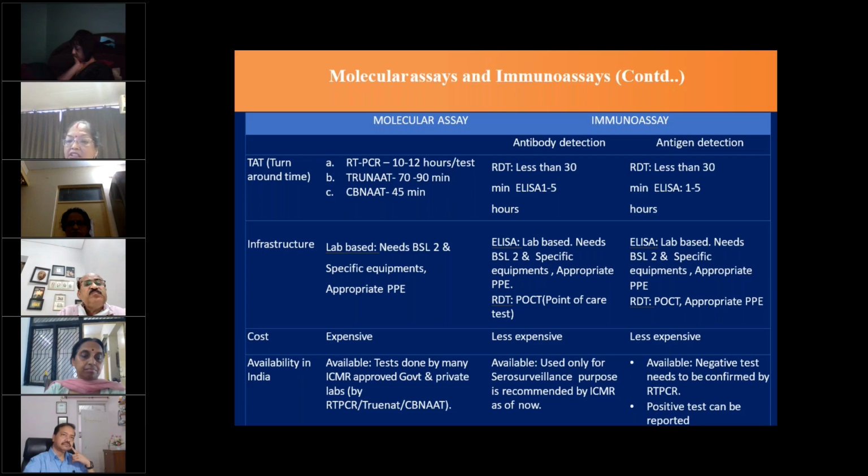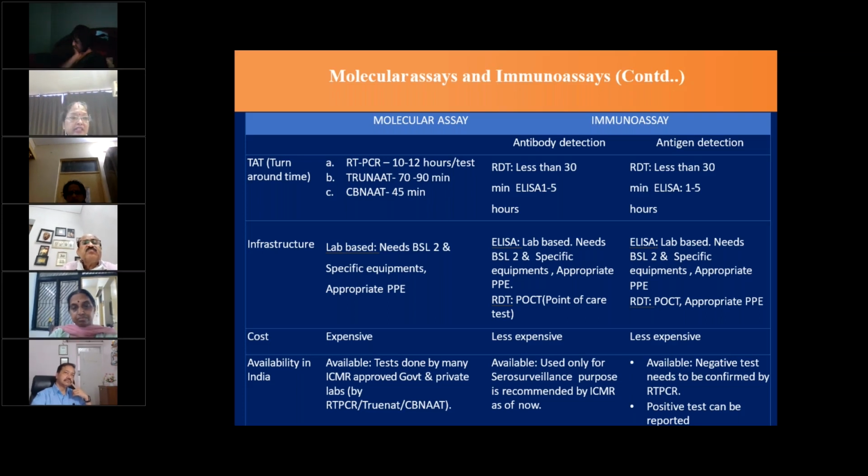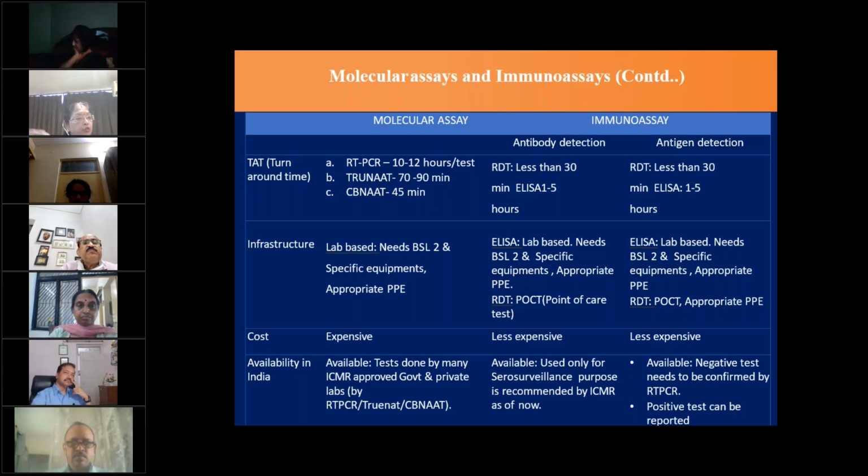Then the antigen detection test. Antigen detection test is said to be a point of care test. That is, it has to be done at the bedside. This is a cartridge based test. You have to take the sample, put it in the cartridge, and add a drop of the buffer. So it has to be done at the bedside. That is very important because you cannot send it to the lab, because the buffer is stable only for less than 1 hour.